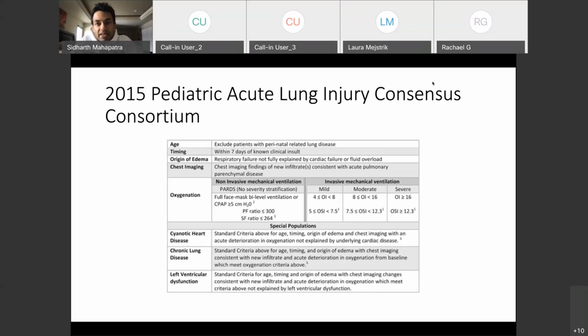The exciting thing is, until 2015, we really didn't have an operational definition for ARDS in pediatrics, and so we borrowed from the adult literature and applied it like we do for so many things. But this definition was actually tested by a clinical trial that we were a part of called PARDIE, Pediatric Acute Respiratory Distress Incidence and Epidemiology, one of the first clinical trials that I participated in, and validated some of these definitions.